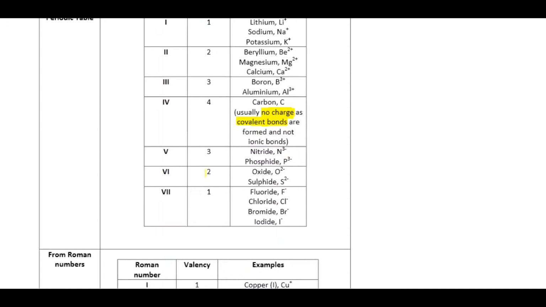And group 6, once again, same thing. They will gain 2 electrons, so they will actually tend to have a negative 2 charge.